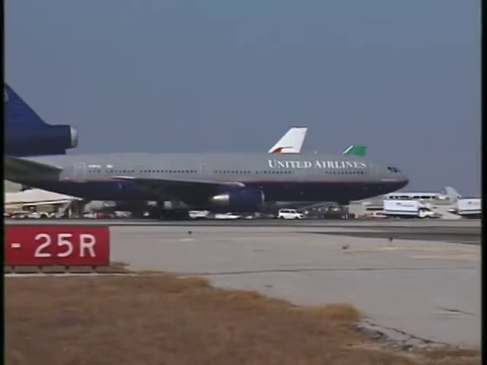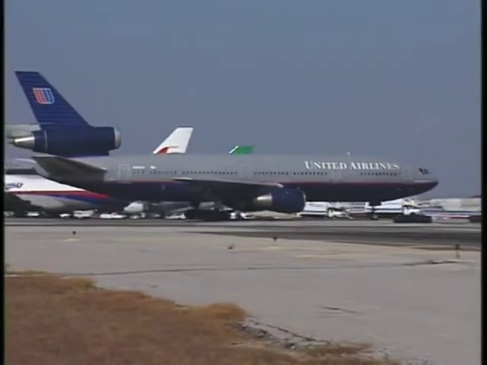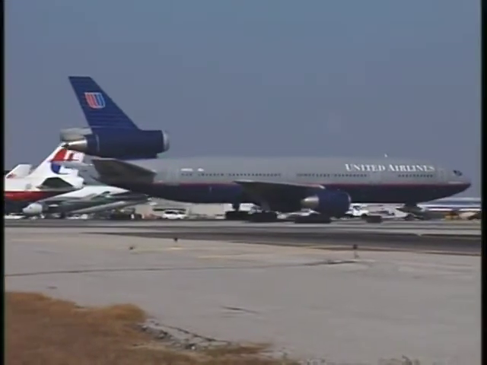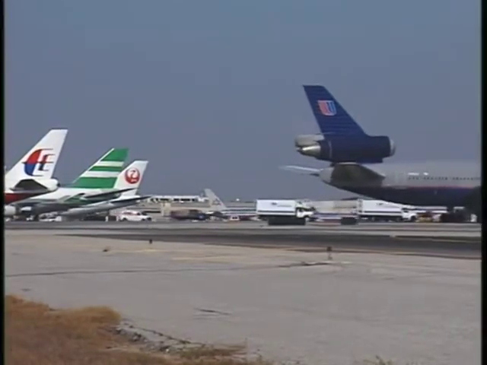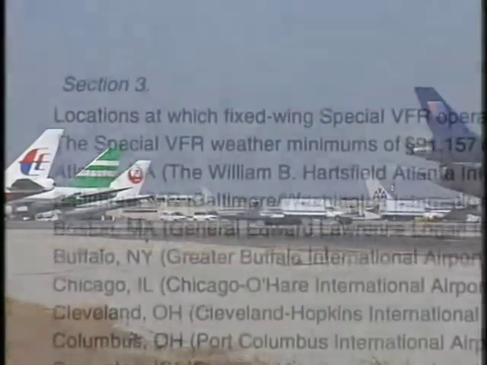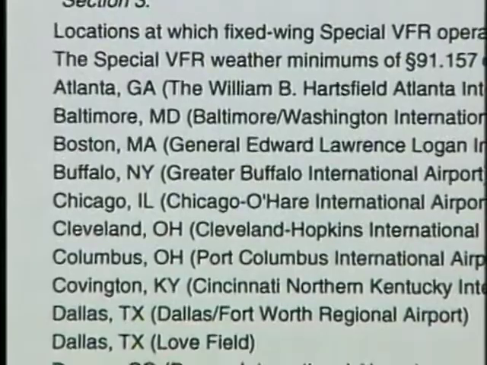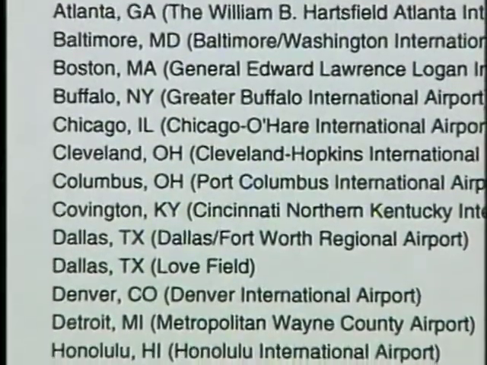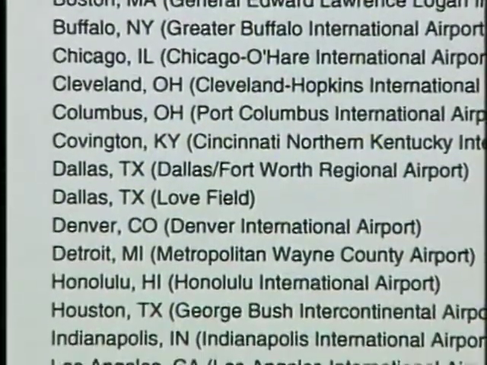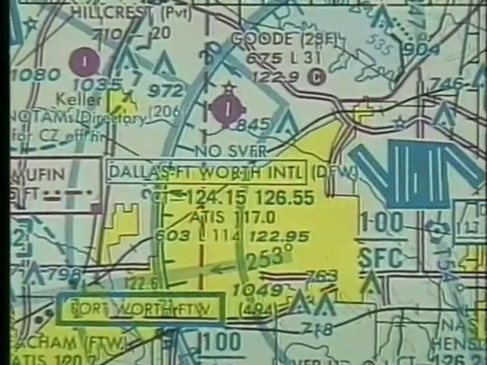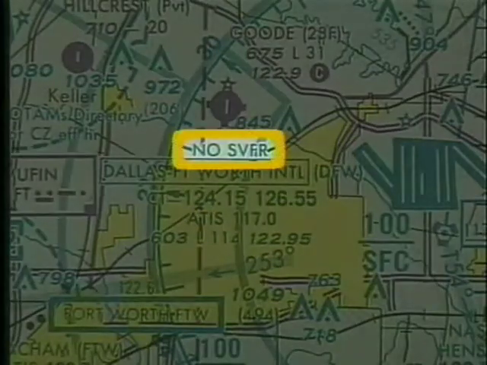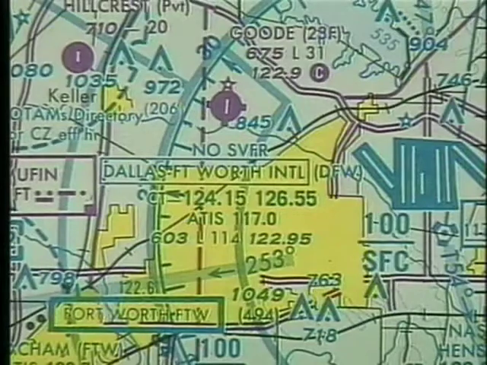In addition, special VFR clearances are not issued to fixed-wing aircraft during the day or night at some of the nation's busier airports. You can find a listing of these airports in FAR Part 91, Section 3 of Appendix D. At airports where special VFR is prohibited, no SVFR is printed above the airport name on sectional and terminal area charts.